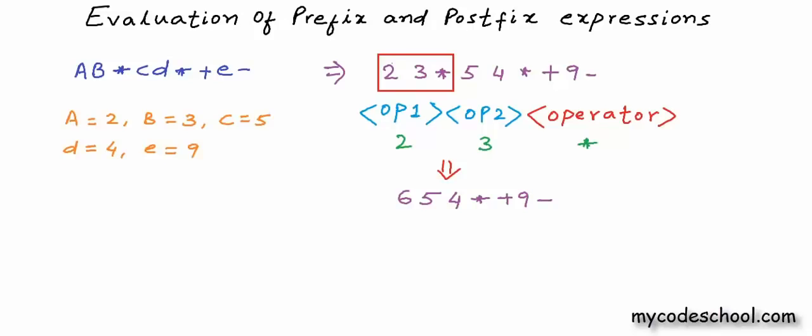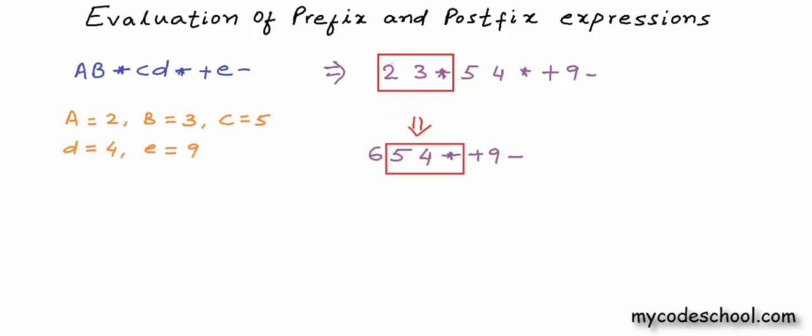Once again, we need to scan the expression from left to right and look for the first operator. If the expression is correct, it will be preceded by two values. So basically we need to look for first occurrence of this pattern, operand, operand, operator. So now we can reduce this. We have 6. And then we have 5 into 4, 20. We are using space as delimiter here. There should be some space in between two operands. Okay, so this is what I have now.